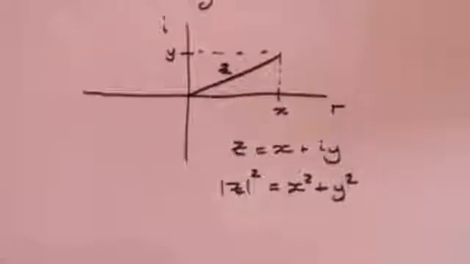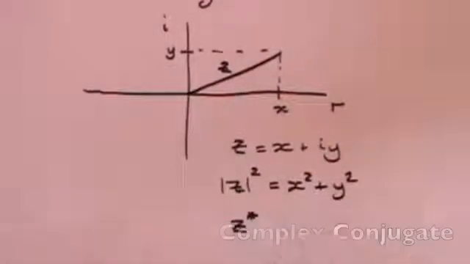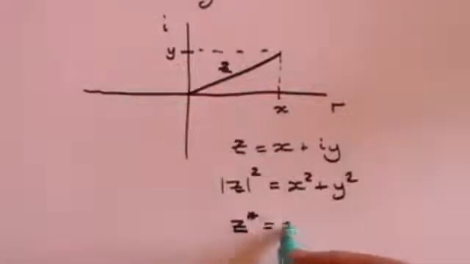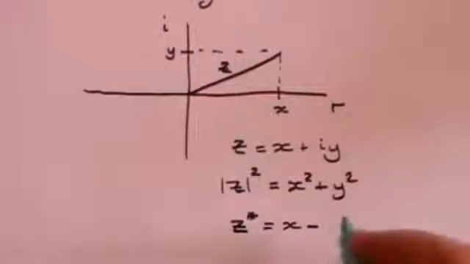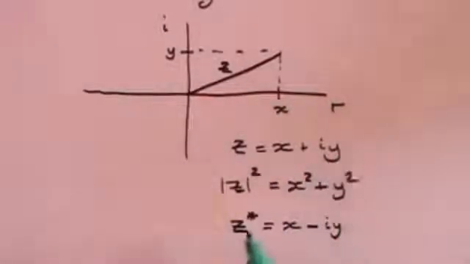Now I mentioned a thing called a complex conjugate, which we denoted by putting an asterisk above the number. That means the complex conjugate of z. And what is this weird thing? Well, it couldn't be simpler. It's simply the same value of x, but you change the sign of the imaginary term. So if z is x plus iy, the complex conjugate is x minus iy.